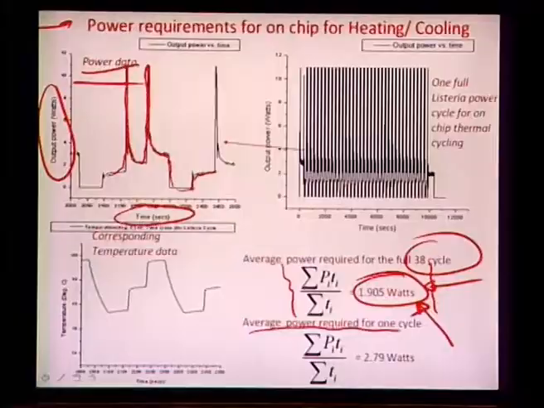The average power required for one cycle is slightly higher, because there is a cycle of idle time, particularly where the power is hovering over a constant level. So, having said this, this is essentially the power requirement for heating and cooling of the microchip. Let us look at some of the results that we got from these experiments. So, we started working with Listeria monocytogenes V7 strain, wherein a performance regulatory portion of the genome was investigated for doing PCR.